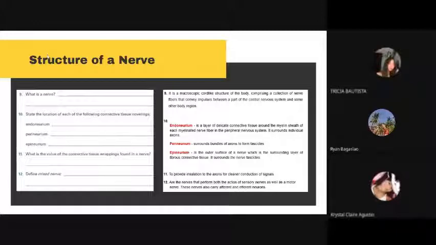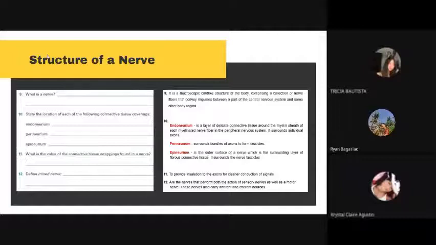State the location of each of the following connective tissue coverings. For endoneurium, it is a layer of delicate connective tissue around the myelin sheath of each myelinated nerve fiber in the peripheral nervous system. It surrounds individual axons. Perineurium surrounds bundles of axons to form fascicles, and epineurium is the outer surface of a nerve, the surrounding layer of fibrous connective tissue. It surrounds the nerve fascicles.